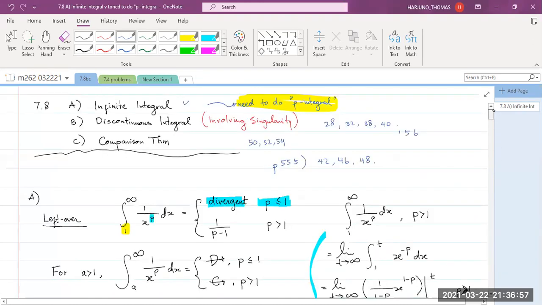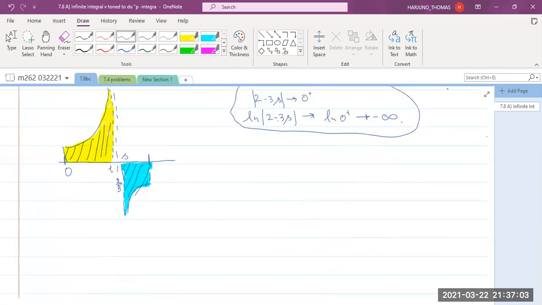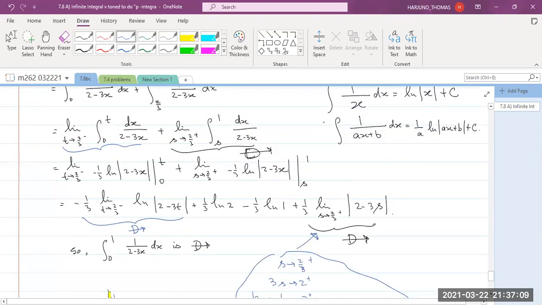Let me see, what's the last question I want to go over? Number 48. How do I know it's 2/3? The denominator, 2 minus 3x. 2 minus 3x equals 0 implies x is 2/3. Is it okay?